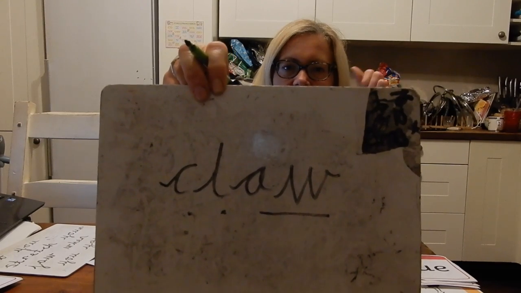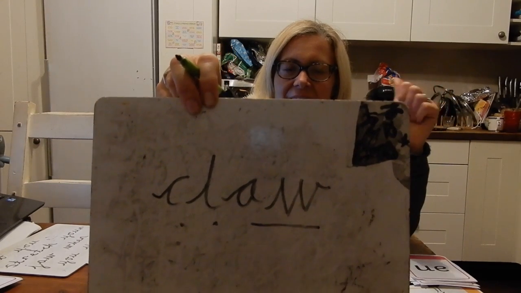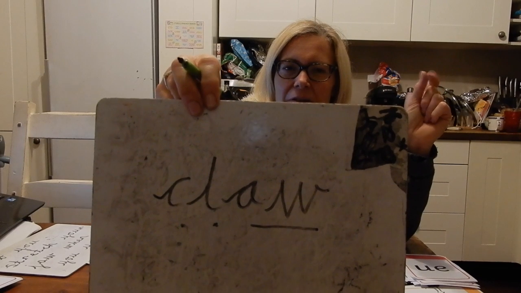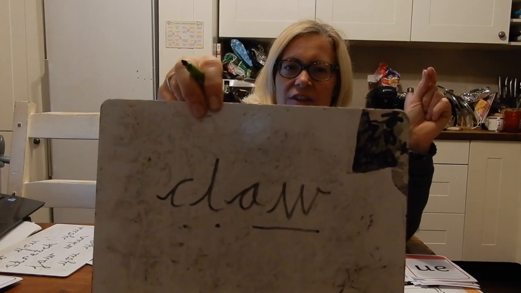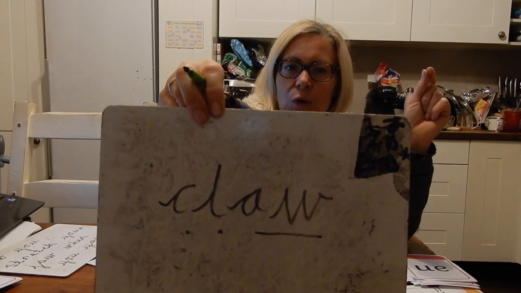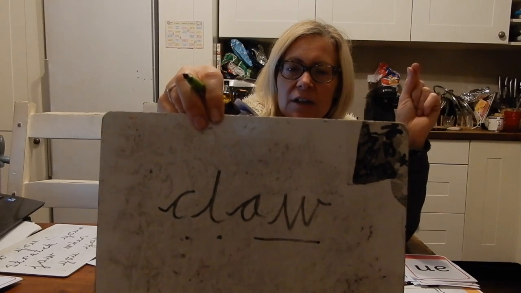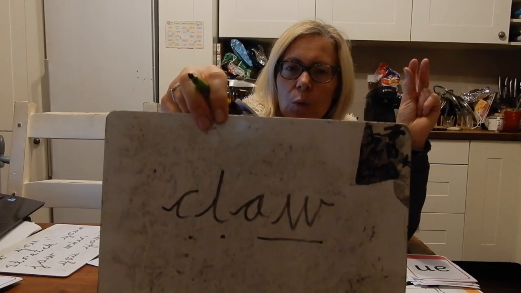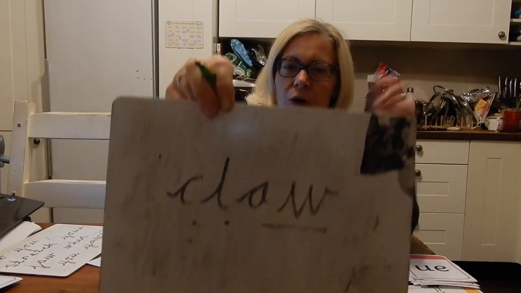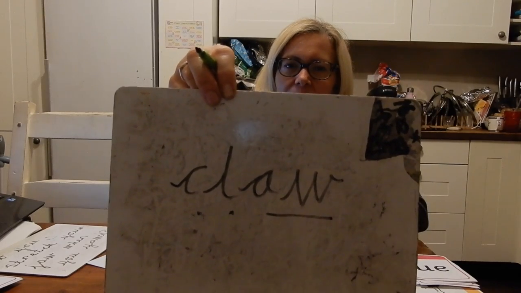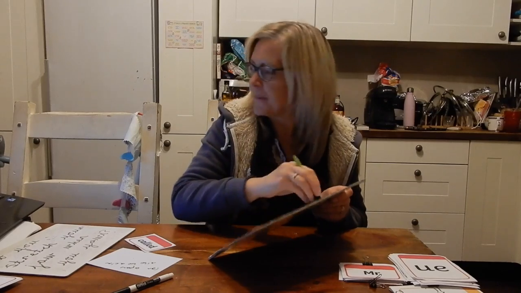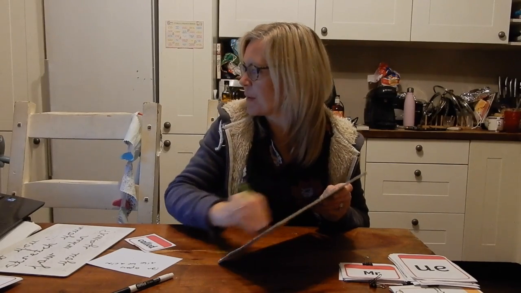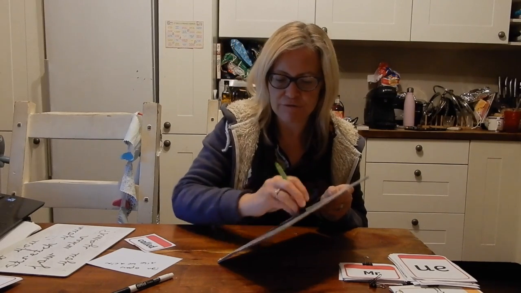So my first sound is k, my second sound is l, but when they're very close together, they sound like cl, cl. And then the digraph we're learning today is another or sound. So cl, or, claw. We have claw on my board. Well done if you read that before I did.